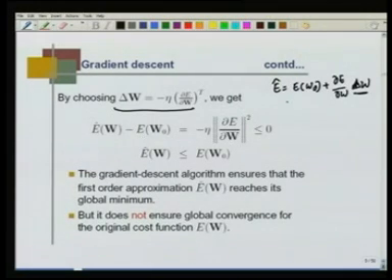then E hat minus E(W naught) becomes this quantity, because you get minus eta times the norm square of del E upon del W. Since this is a norm quantity, which is always positive, this particular term is always negative. What it implies is that if I start from W naught, the updated E would always be less than E(W naught).